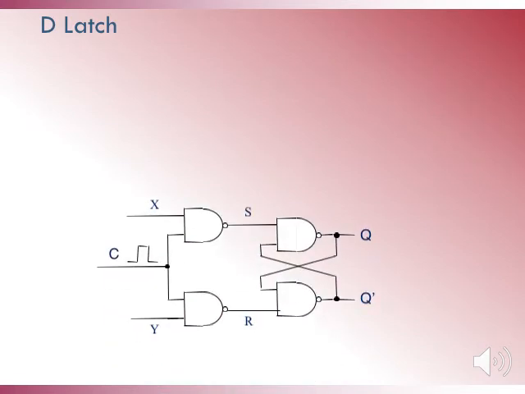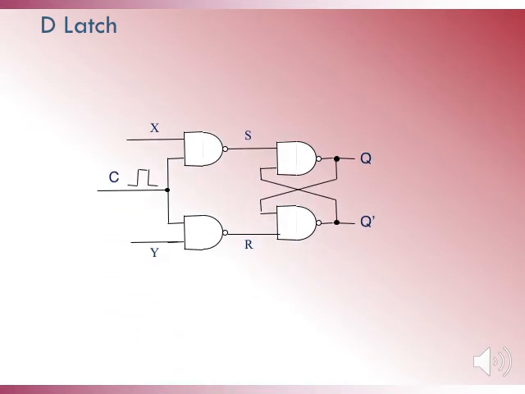Now we go to the third type of latch, that is the D latch. The D latch is an extended version of the modified NAND SR latch with control input. The diagram shows the SR latch which we had studied earlier. Here X and Y are the two external inputs and C is the control input signal. Q and Q bar on the right hand side of the function table indicates the output.